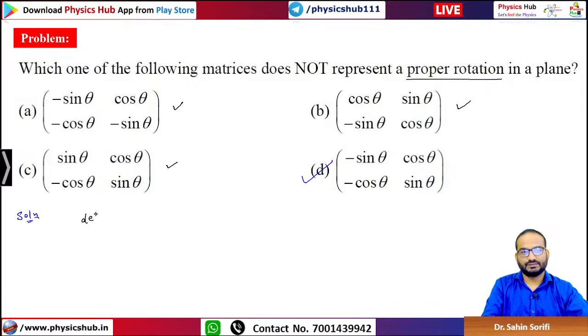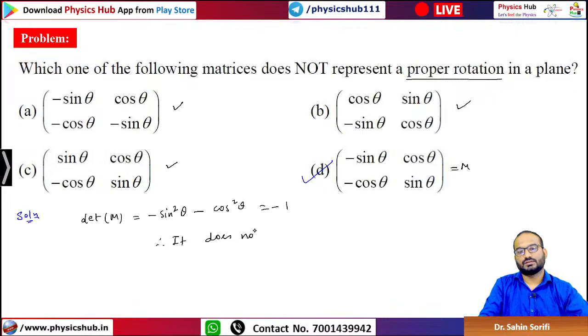So the determinant of M is equal to, let's say, minus sin theta minus cos theta, minus 1. Therefore, it does not represent a proper rotation. Okay.